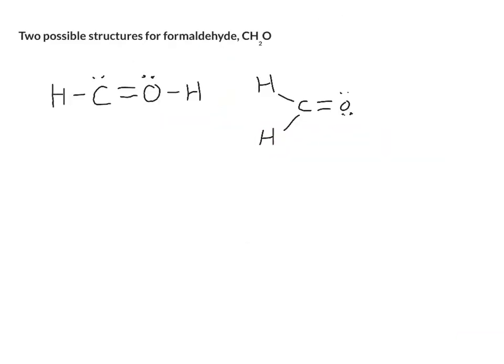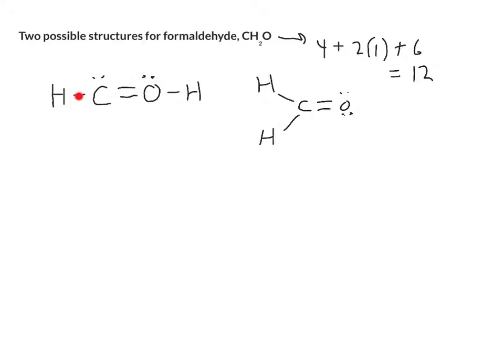So, using formal charges to make a decision about which structure is best. What you see here are 2 possible structures for formaldehyde. Now, if you check how many valence electrons you should have: carbon in group 4, hydrogens in group 1, there's 2 of them, and oxygen in group 6. So you should have 12 valence electrons in each structure.